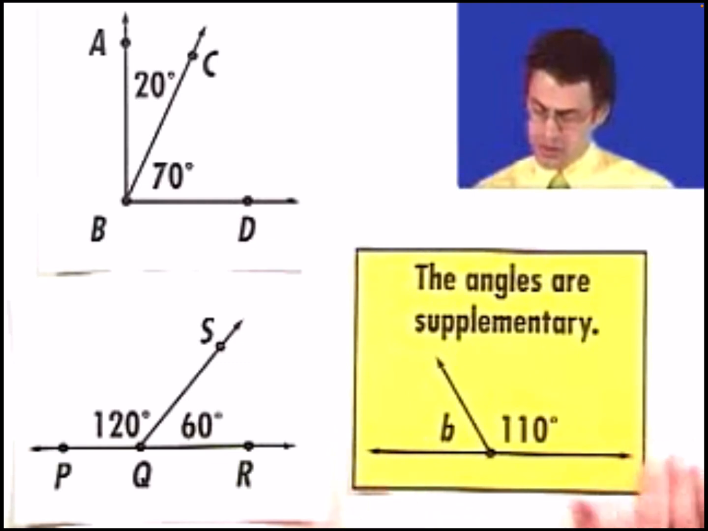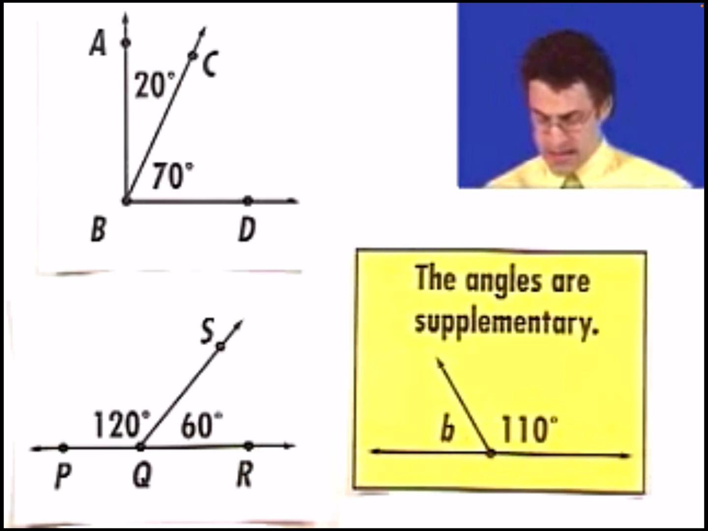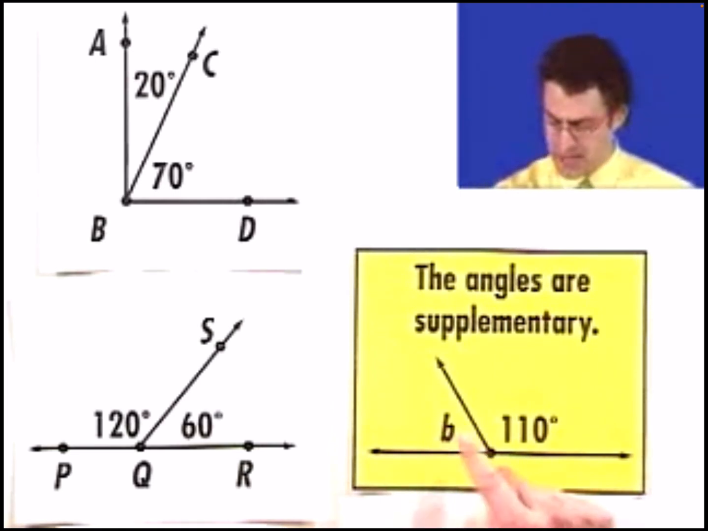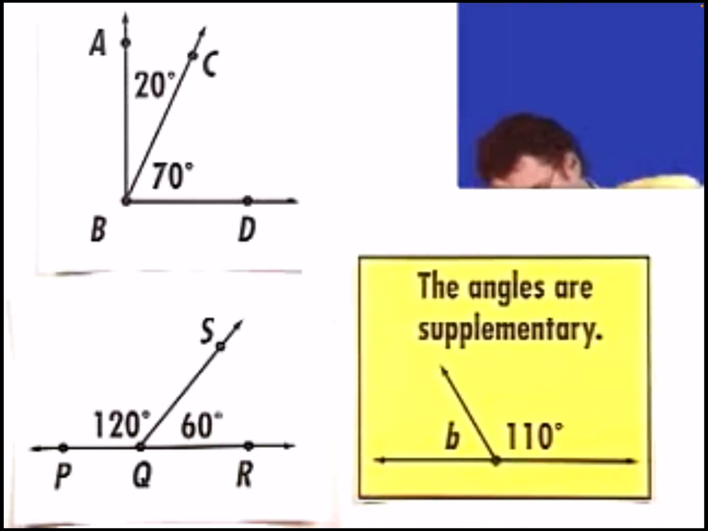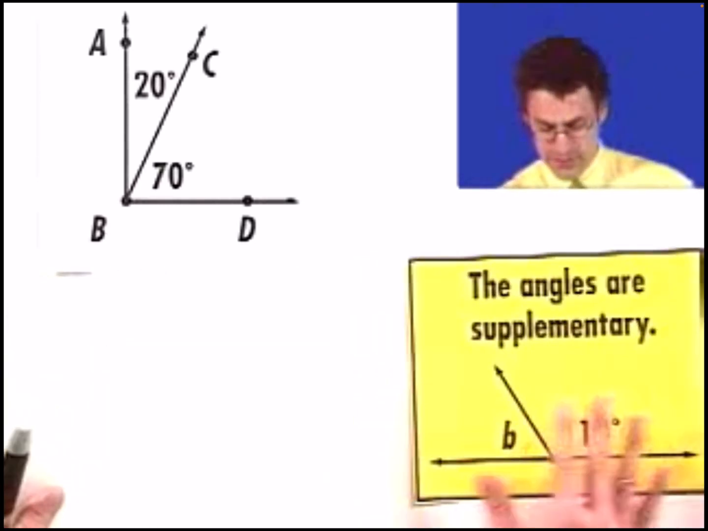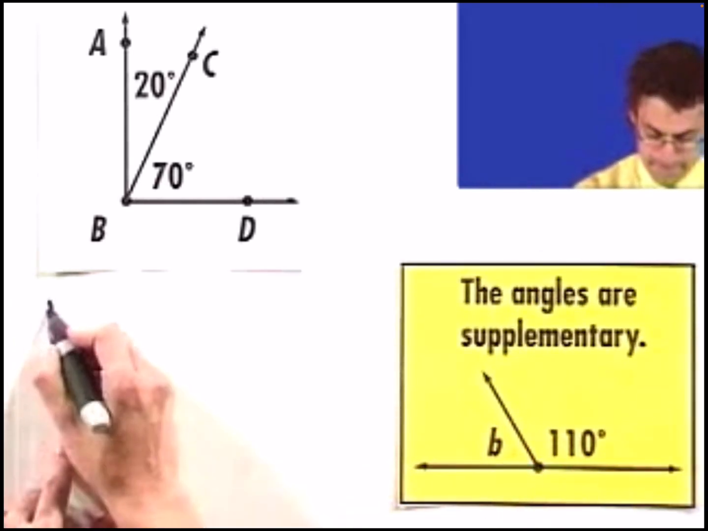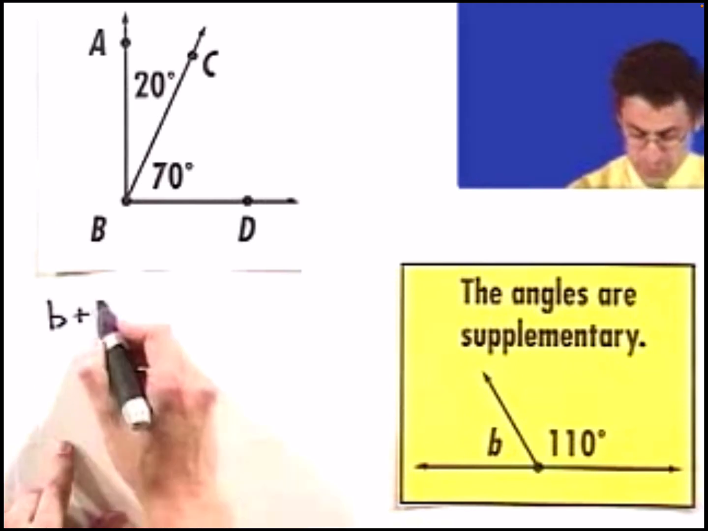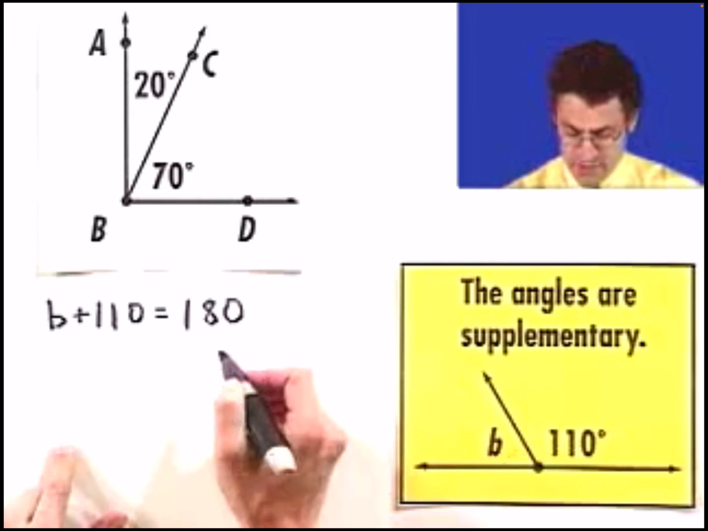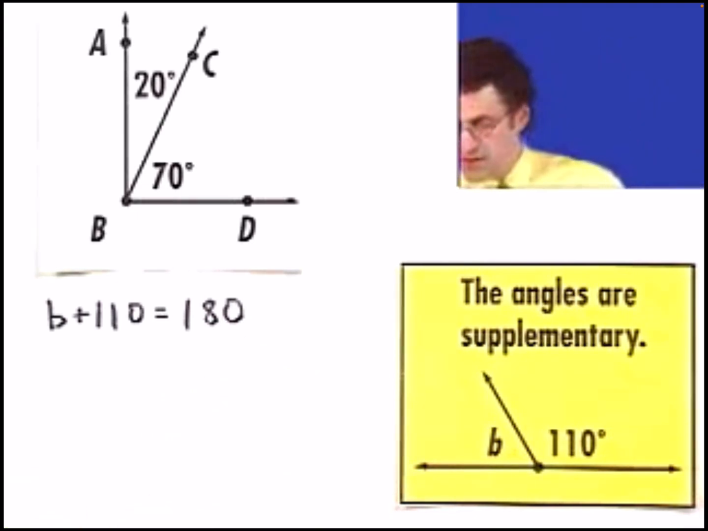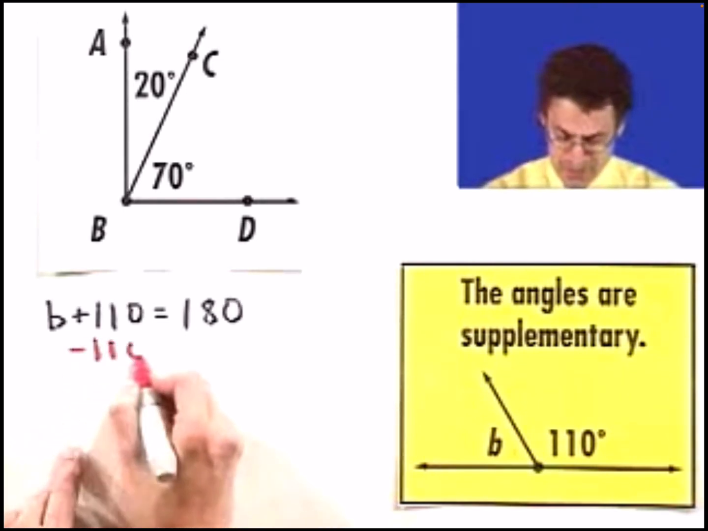How about here where we're told that the angles are supplementary and I want to figure out the measure of angle B? How would I do that? Well, I know that the measure of angle B plus this measure, which is given to be 110, has to equal 180. So we can actually set up an equation this time if we wanted to. The measure of angle B plus 110 has to equal 180. If I want to solve this for B, I'd have to undo the addition of 110 by subtracting 110 from both sides.